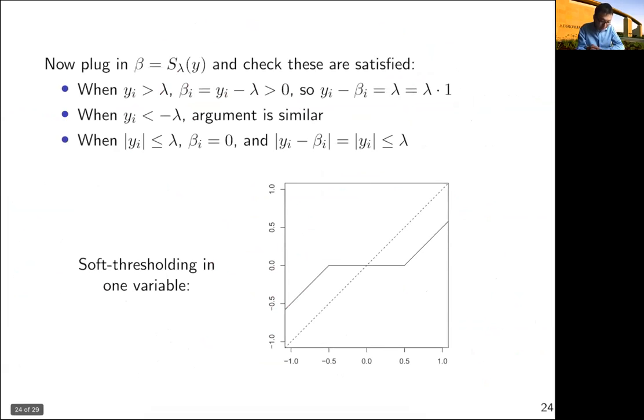Visually, the soft thresholding operator looks like this. The input is on the horizontal axis, and this is plotting only one of the coordinates, and the output is given on the vertical axis. When the input is here, the output is shrunk down by a factor of lambda. When you are negative, you are pushing it up by a factor of lambda. But when you are in between, you are basically outputting 0 throughout.